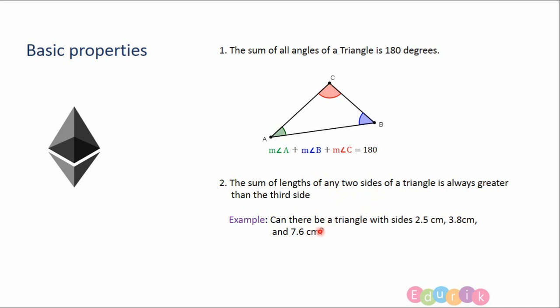It will be clear after taking this example. There is a question here, have a look at it. Can there be a triangle with sides 2.5 cm, 3.8 cm and 7.6 cm? If we consider these two sides 2.5 cm and 3.8 cm, the sum of their lengths comes out to be 6.3 centimeters. Now as 6.3 and this side is 7.6 cm, we can say that such a triangle is not possible because the sum of two sides is less than the third side.